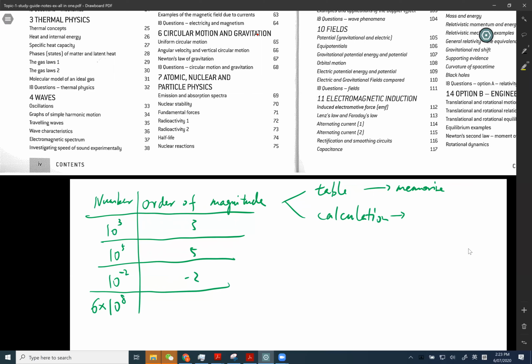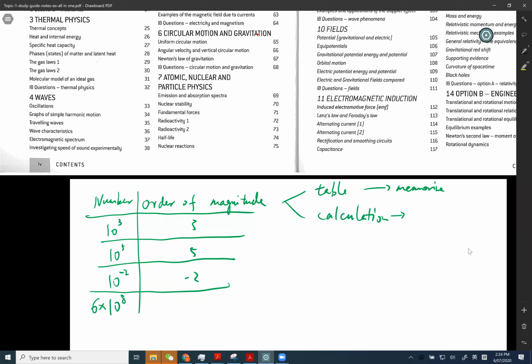How about this one? What's the order of magnitude? Who here has the surname Cai? Oh, you are Cai, haha, hi. Okay.